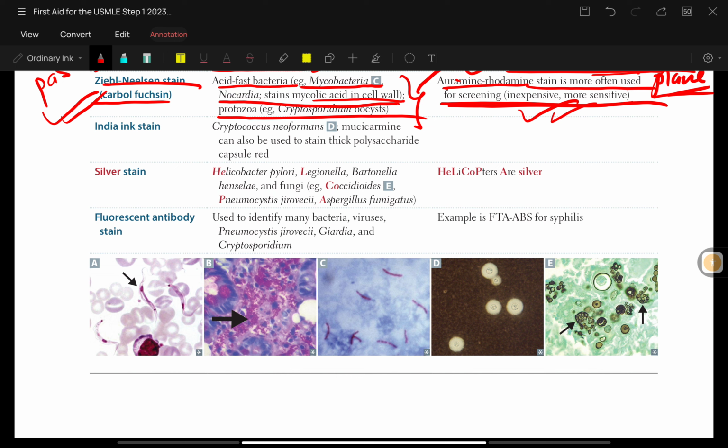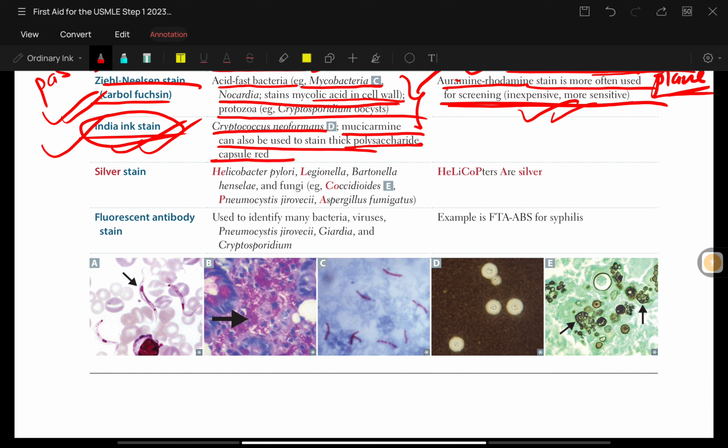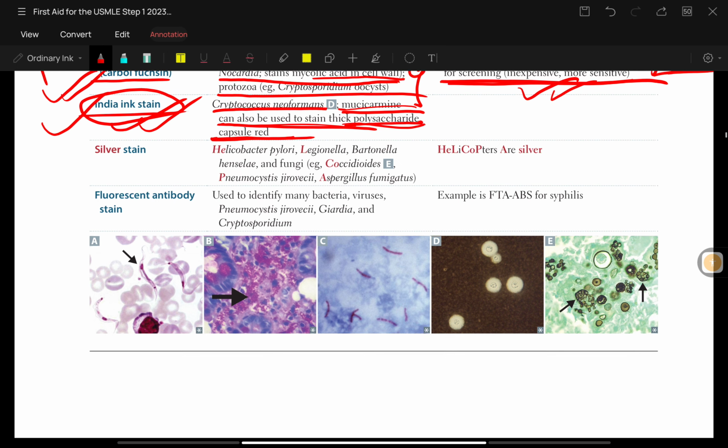Now coming up to the next, that is India ink stain. Cryptococcus neoformans; mucicarmine can also be used to stain thick polysaccharide capsules red. India ink stain is used for Cryptococcus neoformans. And also mucicarmine can be used to stain thick polysaccharide capsules.